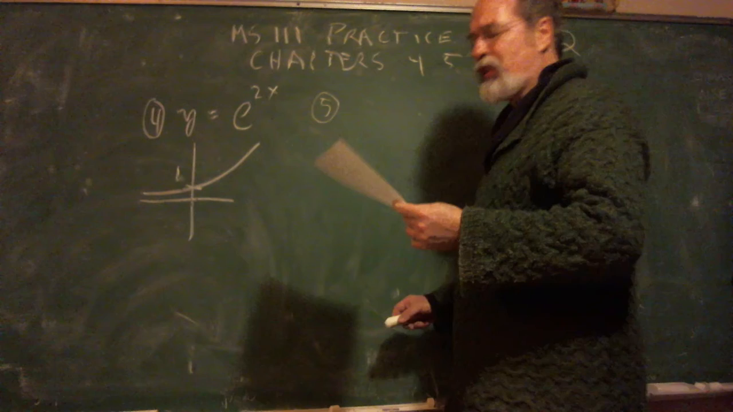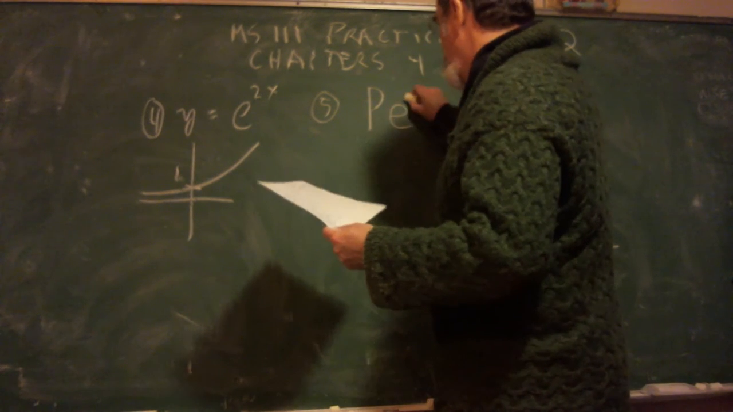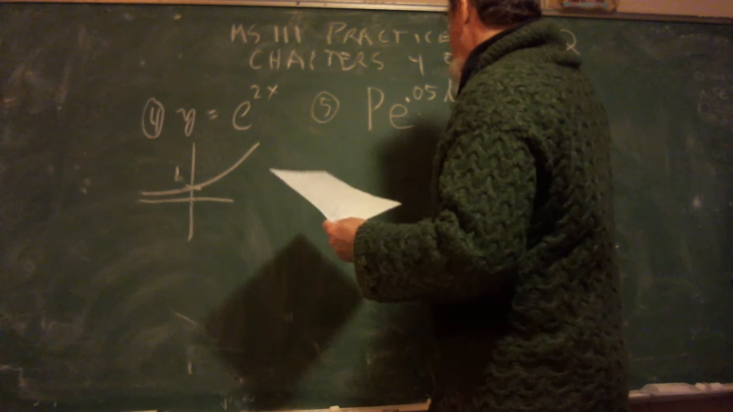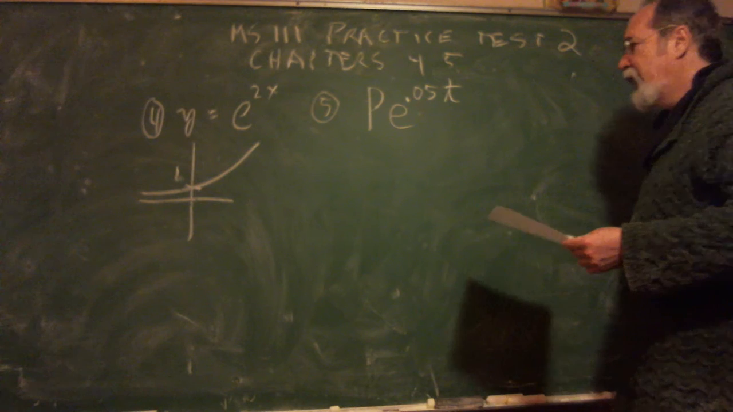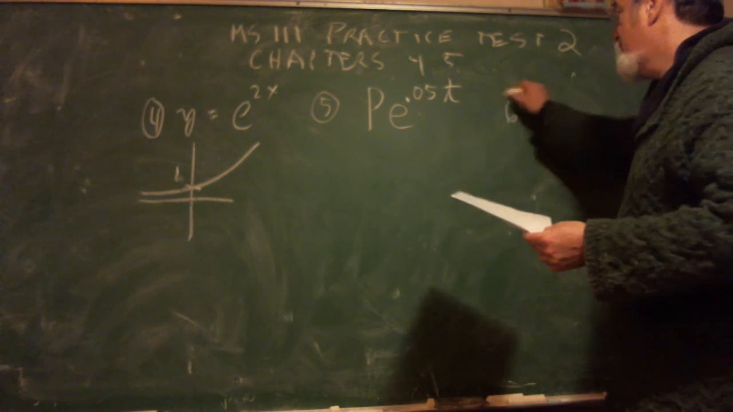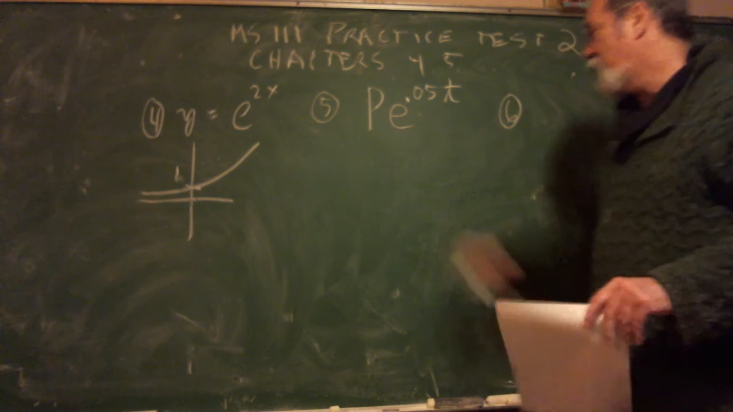Pert for 5%. Well, we didn't give any principal, so you have to write P e to the 0.05t. That's where the interest rate goes as a decimal. And that's all you have to write. If they gave a starting amount, like $100 or something, that would go in that parking spot.